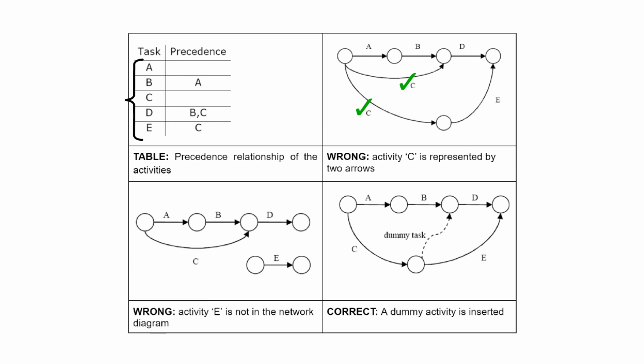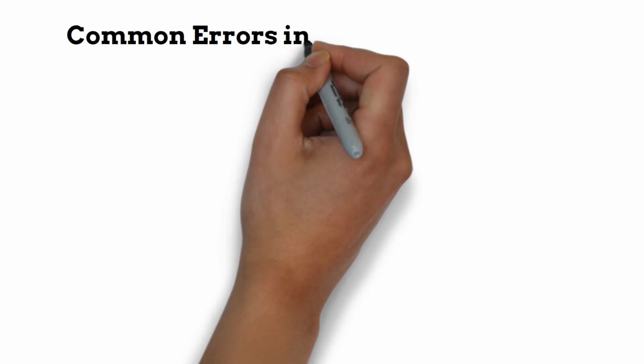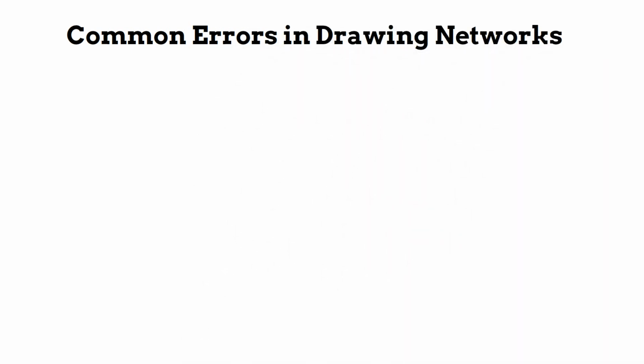In Figure 2, activity E is not in the network diagram, which is also against the rule of making a network diagram. So, we need to insert a dummy activity between activity C and activity D to make the diagram perfect. Common errors in drawing networks. The 3 types of errors are most commonly observed in drawing network diagrams.